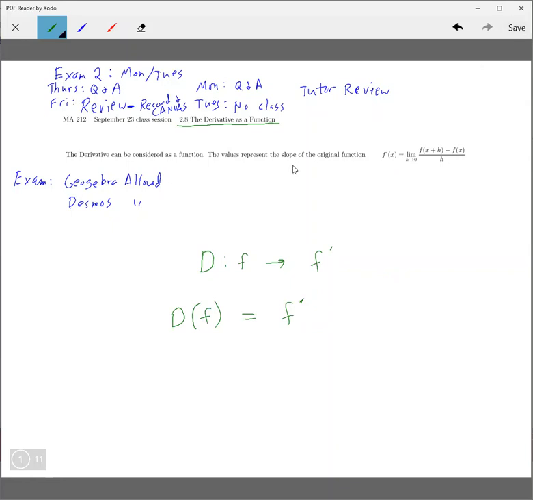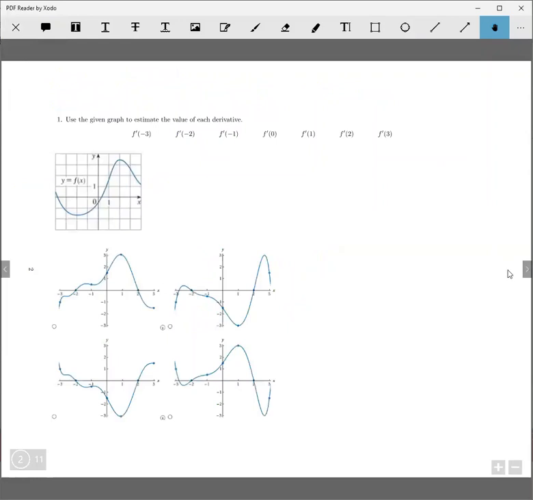And then, of course, you can also think of taking derivatives at specific points. But in this one, we're going to concentrate on the derivative as a function. Okay, so let's move along right here. Here we have a graph, and we're supposed to estimate the value of each derivative. Okay, so let's start with this first one, f prime of -3.